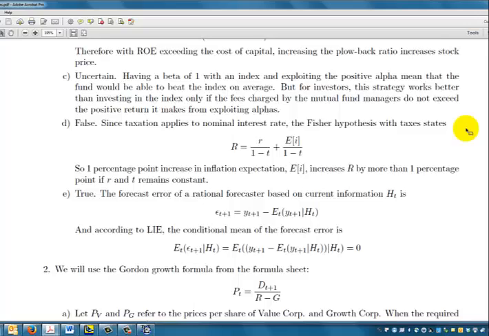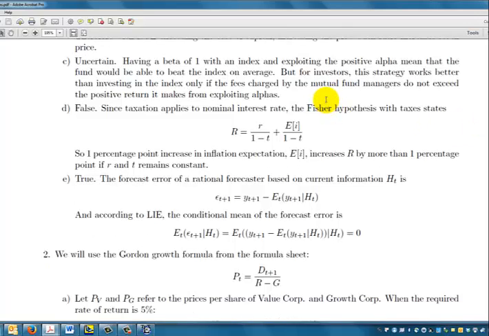Now, the third question about a mutual fund that has a beta of 1 with an index and a positive alpha, what is that? Does that give investors superior returns? Well, not necessarily, because you have to think about the fees charged by the mutual fund managers. And if they charge a fee that exceeds the alpha, then investors won't get a better return than they would from investing in the index.